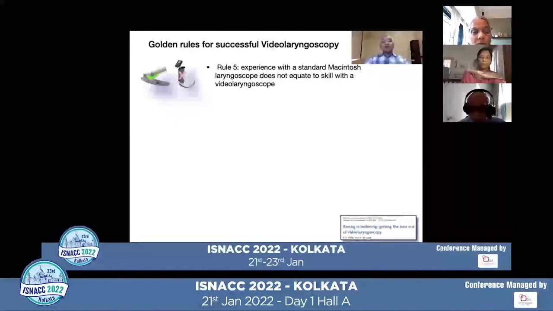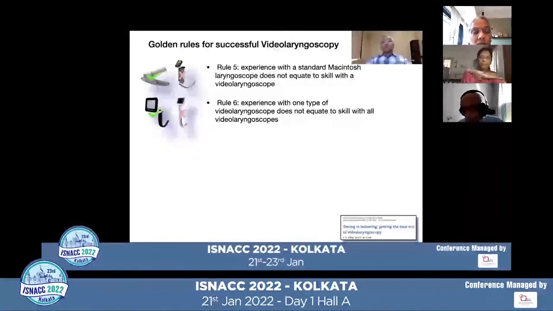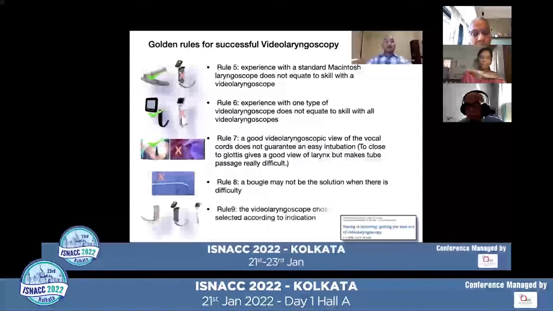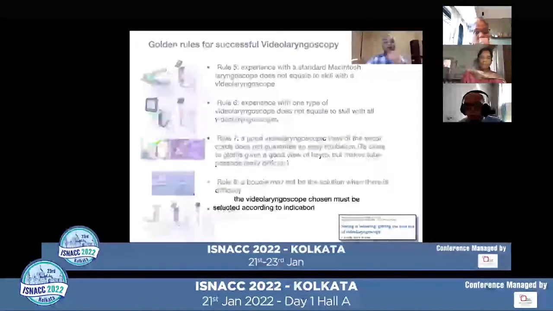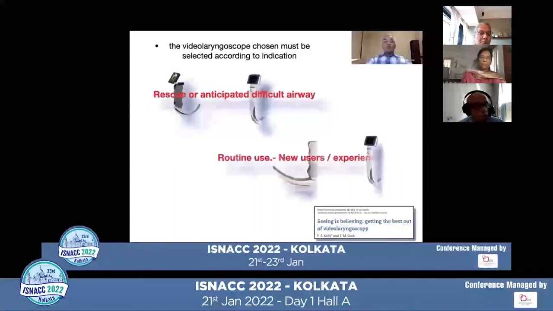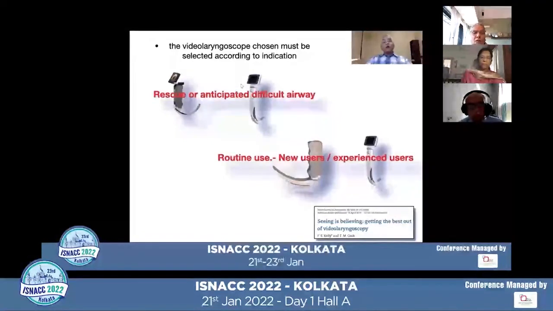Experience with a standard Macintosh blade laryngoscope does not equate to skill with the video laryngoscope. Experience with one video laryngoscope does not mean that you have skill for every video laryngoscope. A good video laryngoscope may not guarantee you easy intubation. A bougie may not be the solution, especially with anatomically shaped devices. And the video laryngoscope must be selected according to the indications and these 3 clinical situations: for rescue or anticipated difficult airway, hyperangulated or anatomically shaped channel video laryngoscopes will work better. For routine users, the Macintosh type of device really works well and easily.